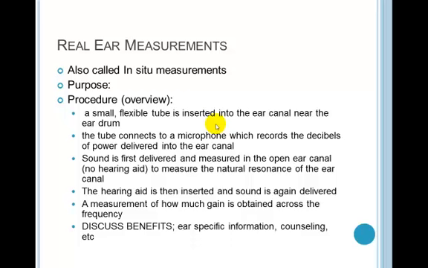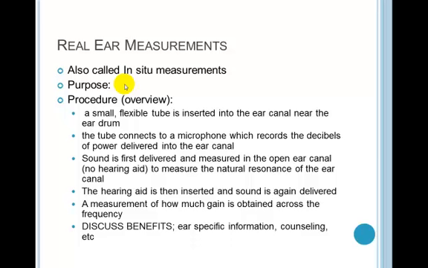Okay. The other type of verification measure that I want to talk about fits under the category of real ear measurements, also referred to as in situ measurement, which means in its place. We're measuring hearing aid gain in the actual ear. So that's the purpose. We want to verify without the patient telling us, yeah, I think I'm doing well. We can actually obtain measurements of how much gain. And remember, now we're talking about dB SPL, decibels in sound pressure level, that the patient is actually getting.